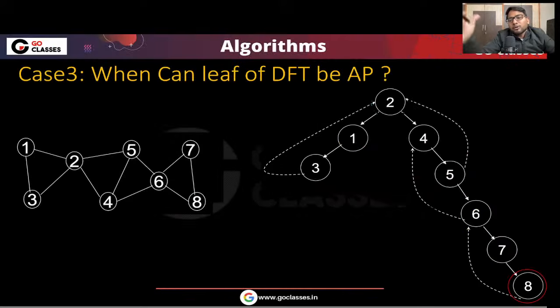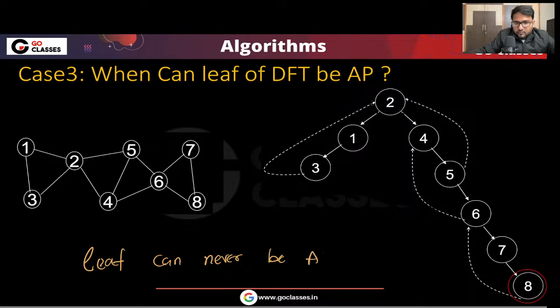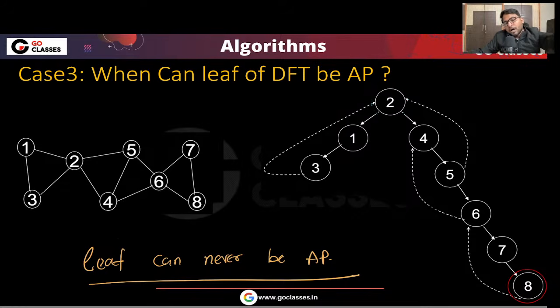Okay, so what about the leaf? Can a leaf of the tree be an articulation point? See, if you remove this, will anything matter? No, right? So a leaf can never be an articulation point. Is this understood? Now, can 3 be the articulation point? No. Now let me ask you one interesting question. See here, this leaf is not an articulation point.